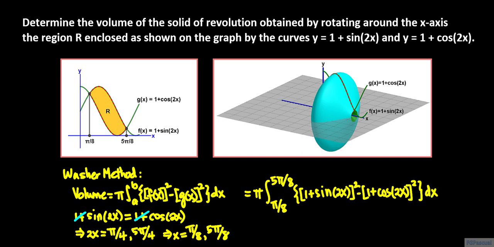We leave it as an exercise for the viewer to check that the integrand multiplies out to 2 times sine 2x minus 2 cosine 2x plus sine squared 2x minus cosine squared 2x. Using a double-angle trigonometric identity, sine squared 2x minus cosine squared 2x equals minus cosine 4x.